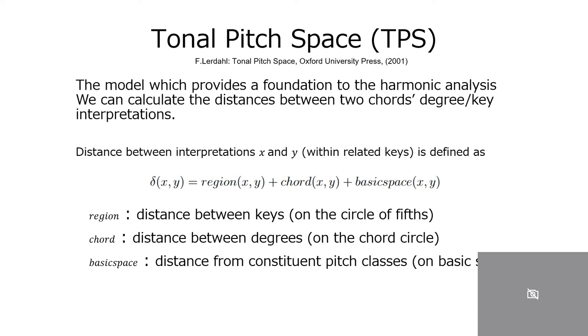And as the edge distance, we propose to utilize the tonal pitch space. The tonal pitch space, or TPS, is a music model which provides a foundation to harmonic analysis. And with this, we can calculate the distance between two chord interpretations. The distance between chord interpretations X and Y is defined like this, as the sum of three elements.